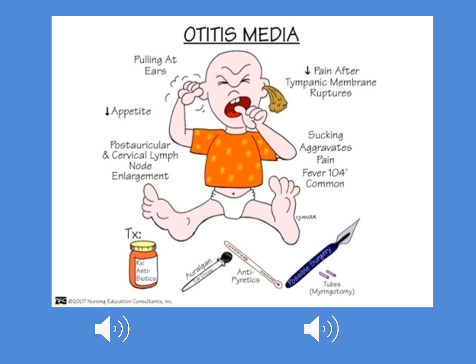Because if it is tender to the touch, that tells us the infection has actually more than likely spread out of the middle ear and into the mastoid cells. If that's happened, it can be a serious complication of that infection, could lead to actually meningitis. So again, that would be important to palpate behind the mastoid process and to see if it is tender to touch, to see if that infection has spread.